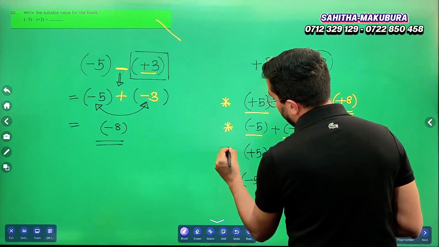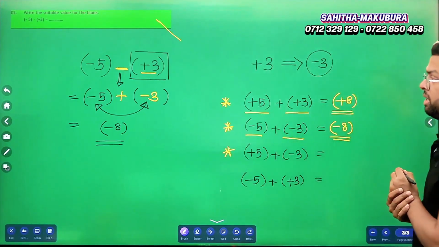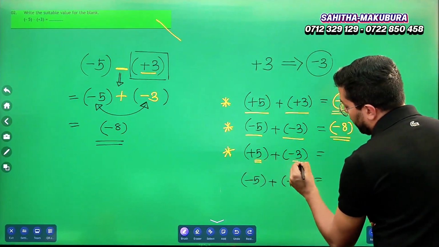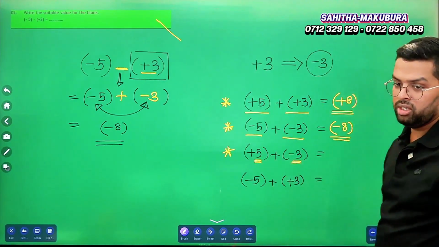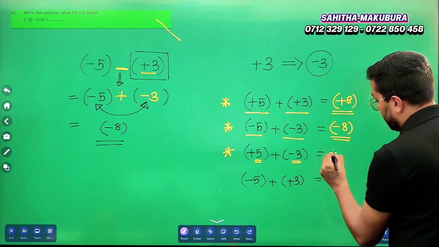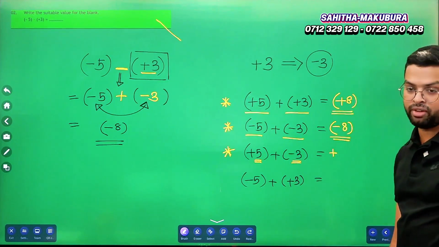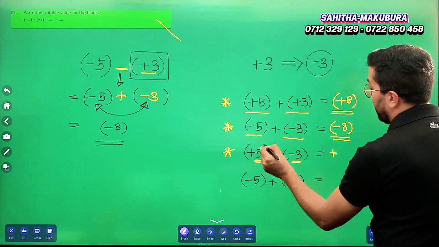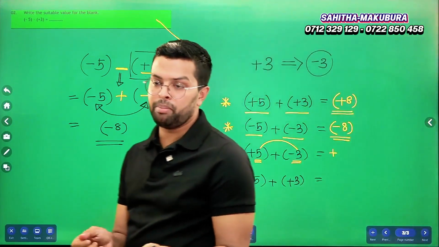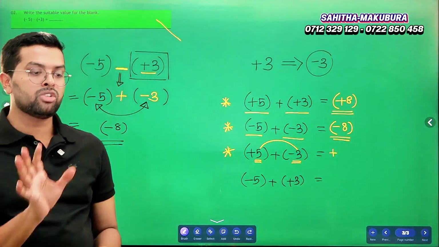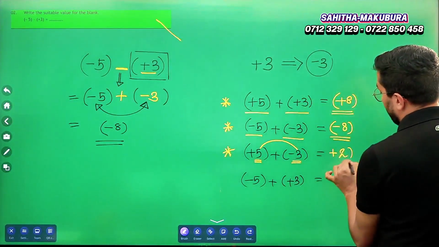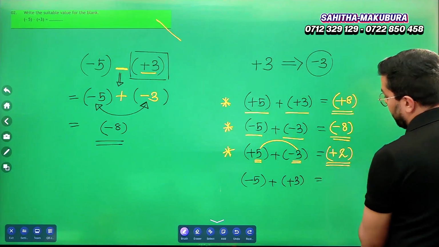Next question, positive 5 plus negative 3. If you only look at the numbers without the direction, the larger number is 5. So let's put the direction of the larger number, which is positive. Now, instead of addition, you have to take the difference between the larger number and the smaller number. So 5 minus 3, the answer is 2. This is how we get the answer for this kind of question.